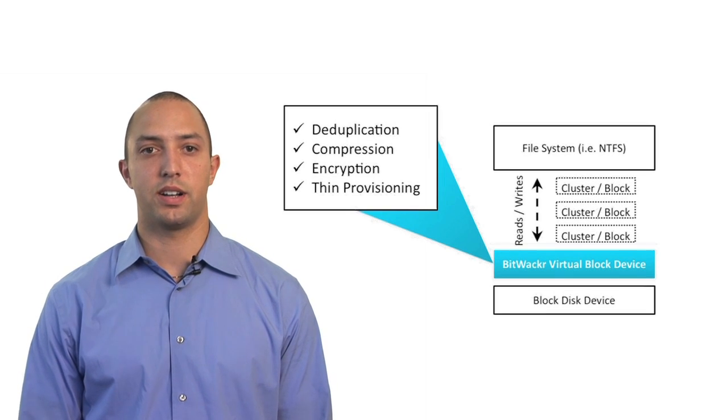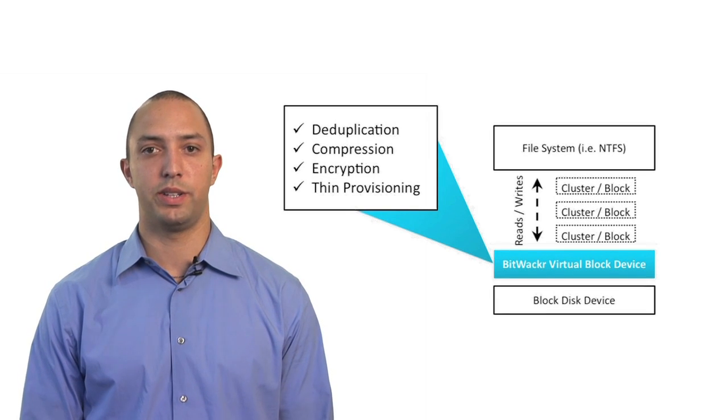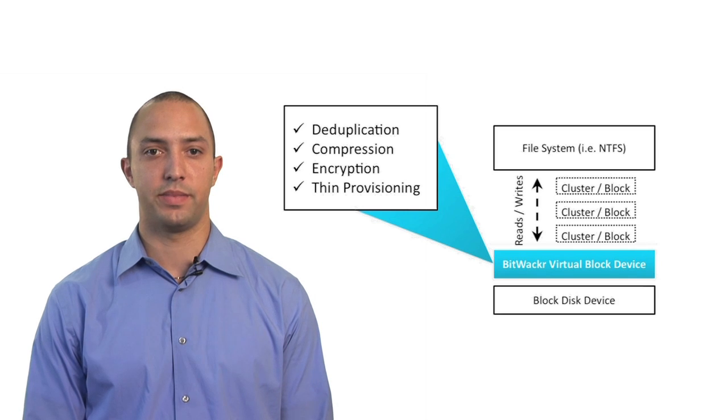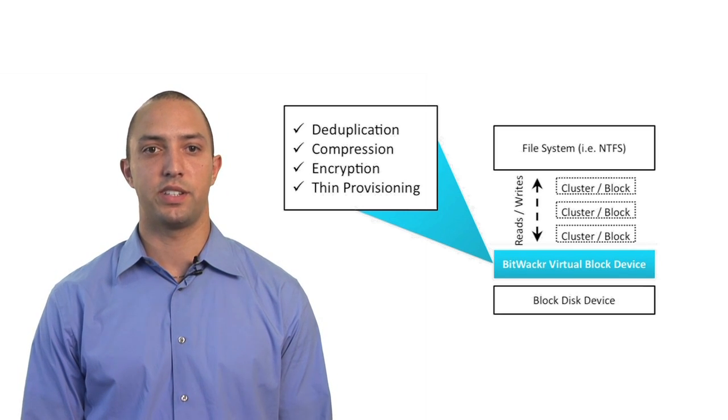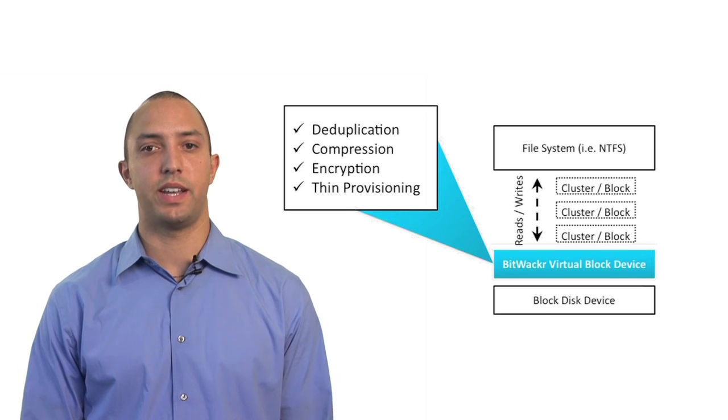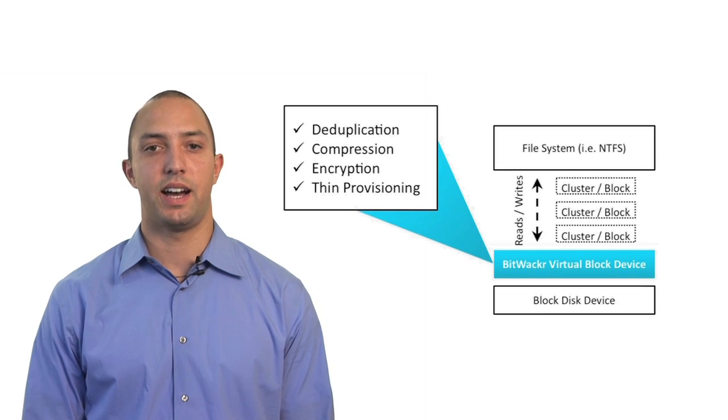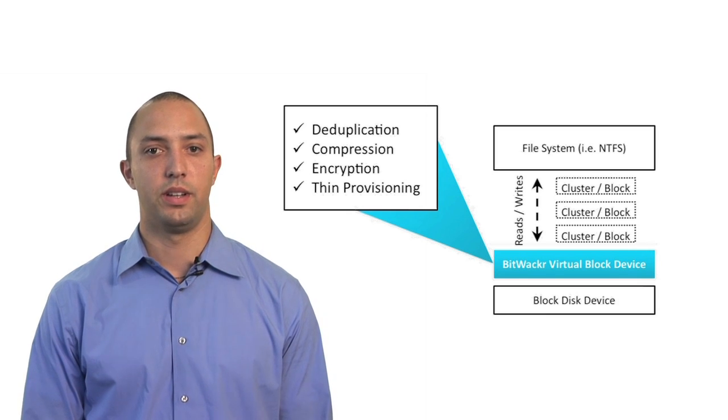By using our virtual block device technology, BitWackr gives Windows the flexibility to lay down a file system like NTFS or use the deduplicating, compressing, and thinly provisioned block device as a raw volume. This design ensures that every block of data written to the BitWackr volume is deduplicated and compressed in line at high speed, transparent to Windows applications, and end users.